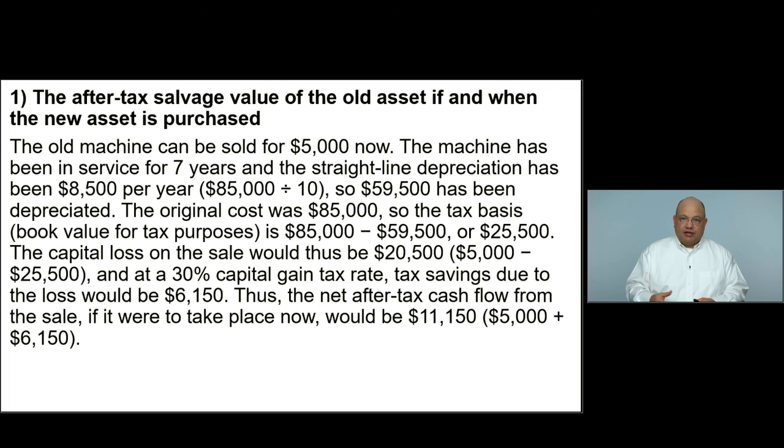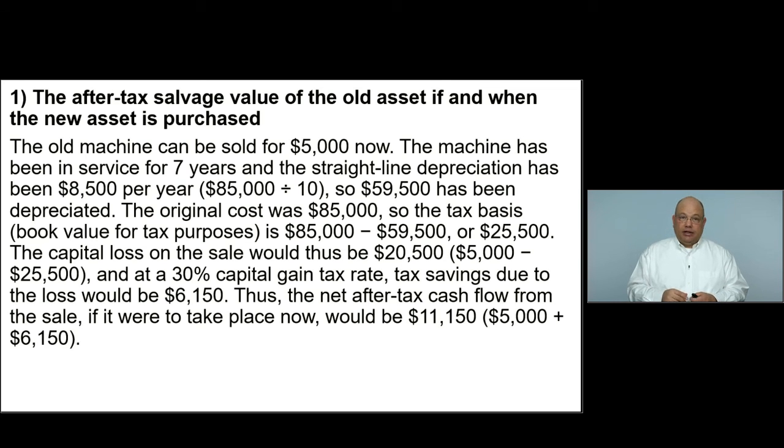It's been in service for 7 years. Straight line depreciation has been $8,500 per year. So $59,500 has been depreciated. The original cost was $85,000 if we take into account all of the other costs in addition to the cost of the machine itself. So the tax basis is $25,500. So we would have a $20,500 loss and the 30% capital gain tax rate. Our savings due to the loss would be $6,150.